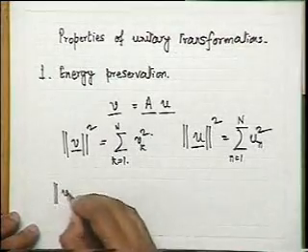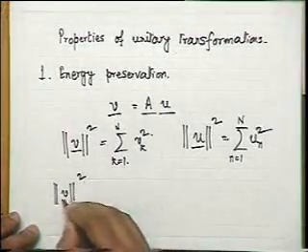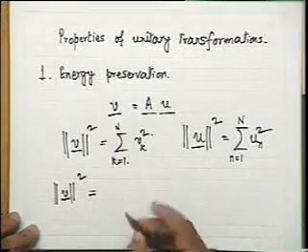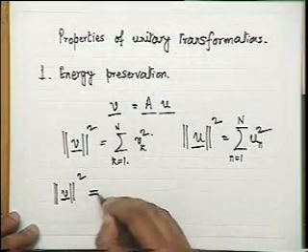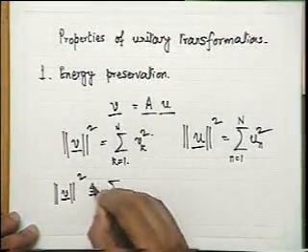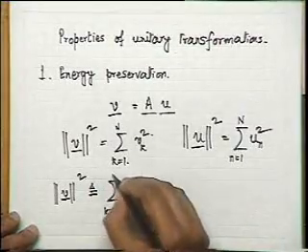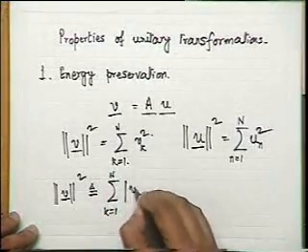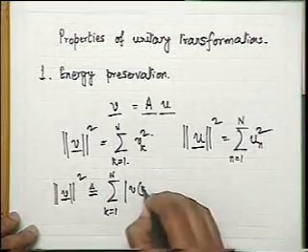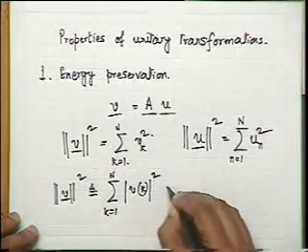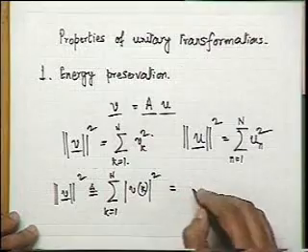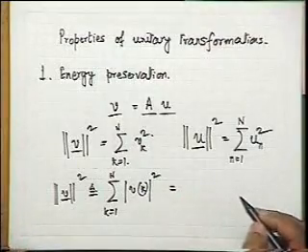All right, showing this equal to, of course by definition itself, I am having this as summation k equal to 1 to n, mod of Vk square, which can be expressed as a product of two vectors.